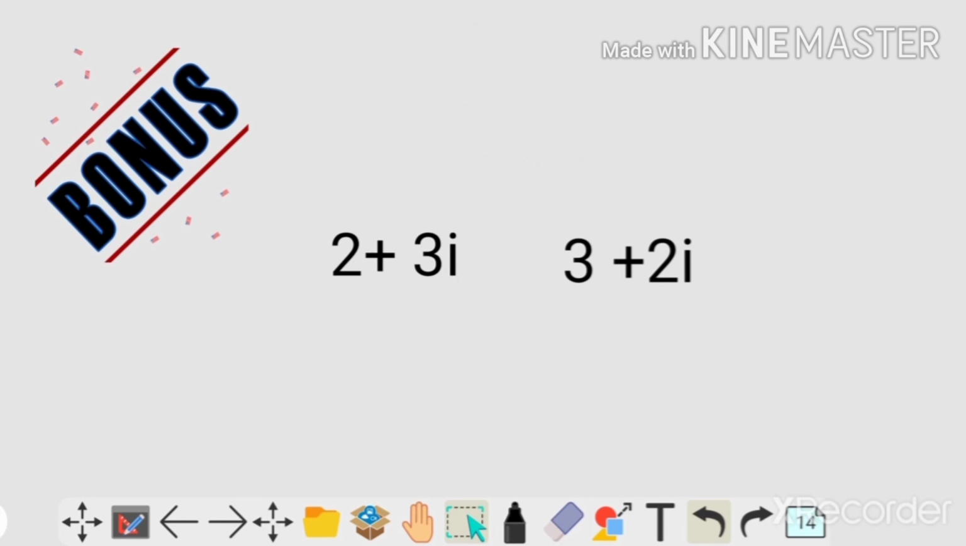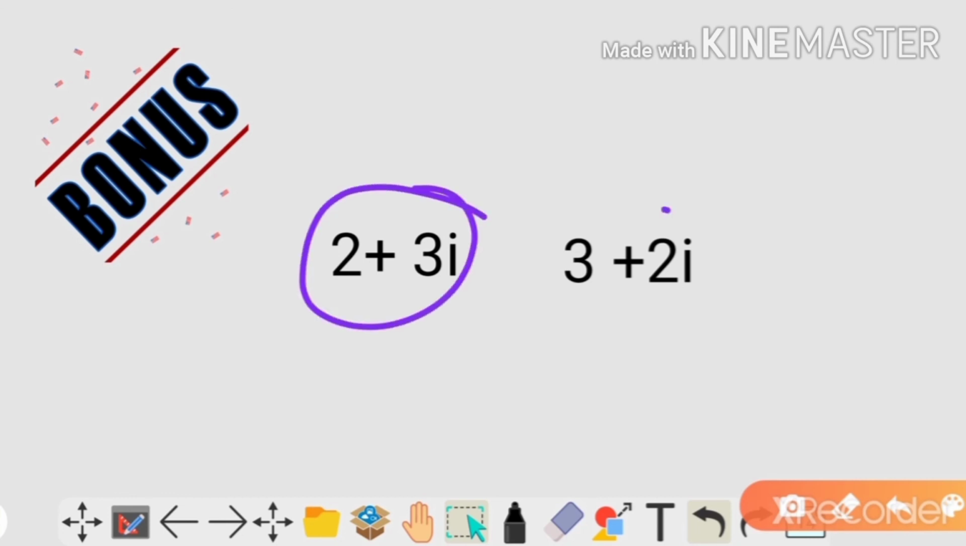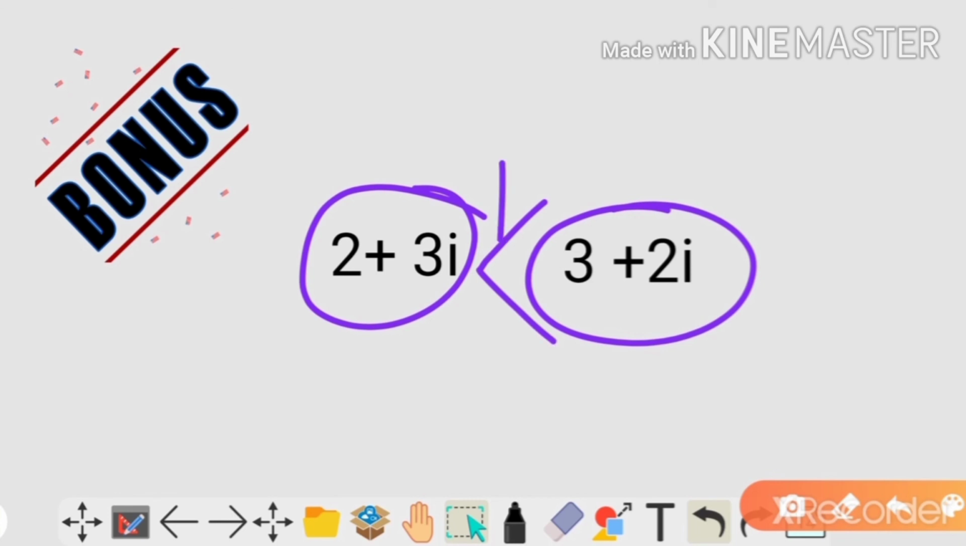So I think you have already decided which one is greater. Whatever your decision is, I am going to tell you that you are wrong, because neither of these can be greater than the other. In complex numbers you can't decide which one is greater or which one is not. It is not like real numbers. I hope you have understood. This is the bonus knowledge for this video.